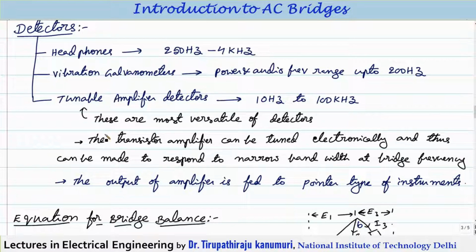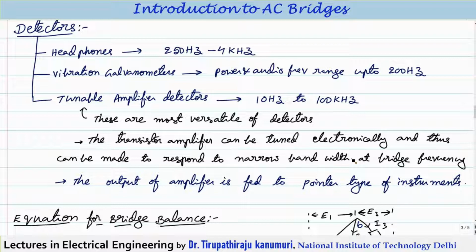The second advantage of this one is that we use a transistor amplifier that can be tuned electronically and made to respond to a narrow bandwidth. That means it will be immune to the harmonics produced in your system. So we can tune to the particular frequency depending on the source frequency you have used, and only for that frequency component it will respond.